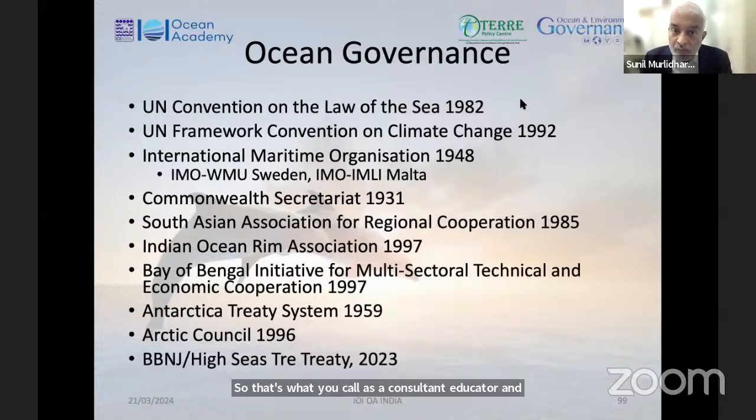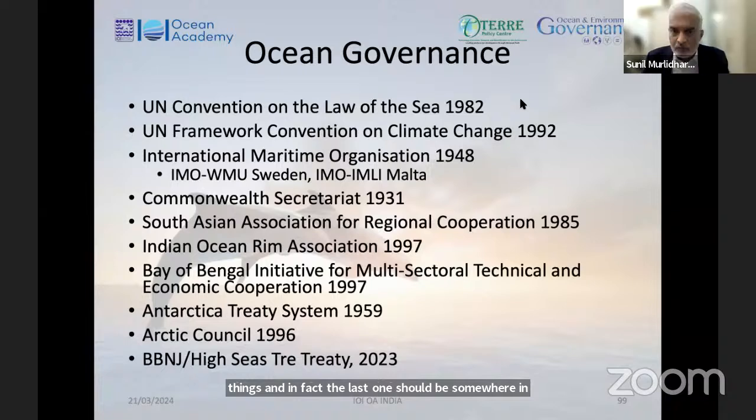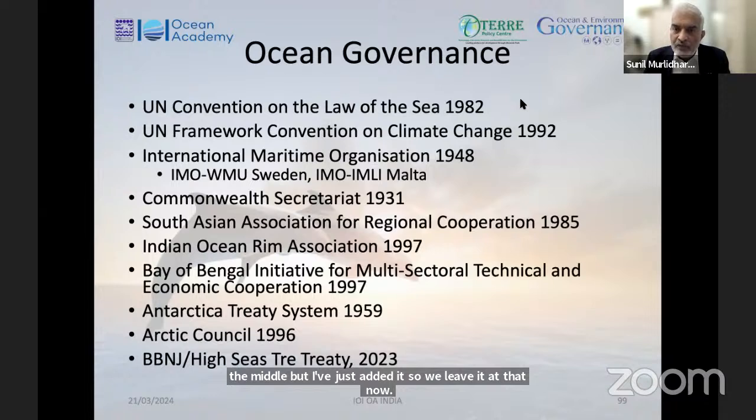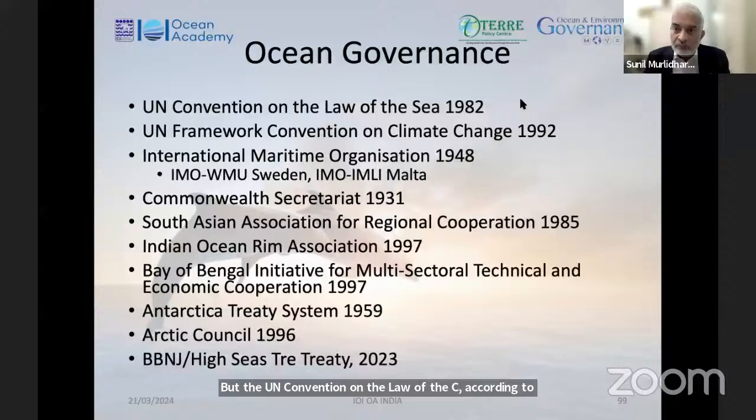So we come to ocean governance now. The United Nations Convention on the Law of the Sea came in 1982. I'm not going in a particular chronological order here, but I'm going by way of the most important things. And in fact, the last one should be somewhere in the middle, but I've just added it, so we'll leave it at that now. But the UN Convention on the Law of the Sea, according to me, is the best thing that happened to the ocean or the marine environment. And it was enacted in 1982.